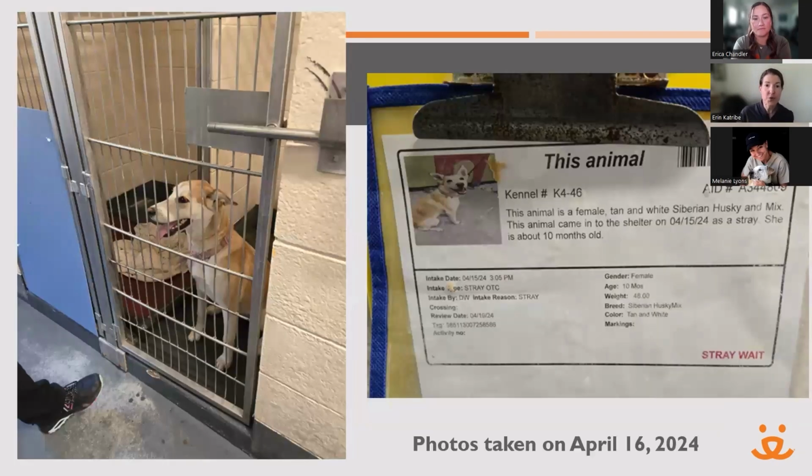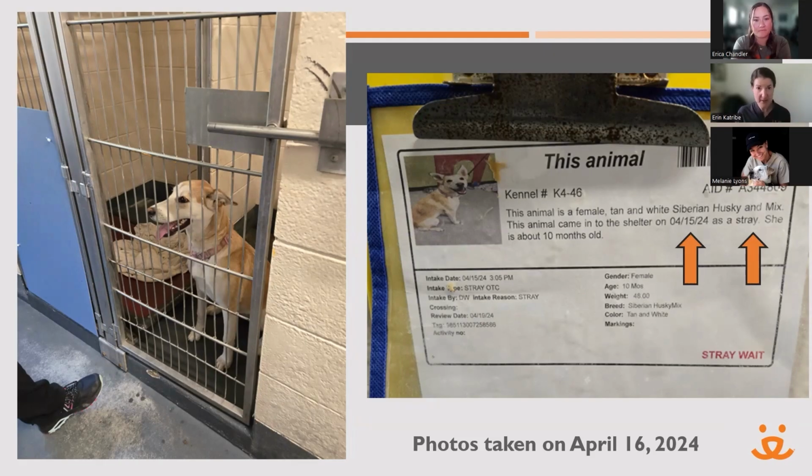All right, so this is a dog that we encounter on rounds. She is a dog that came in yesterday as a stray intake. So today is April 16th, and so she came in yesterday. As I look at her, as I walk up on rounds, I'm paying attention to her appearance, to her kennel setup, and I'm also paying attention to her behavior.